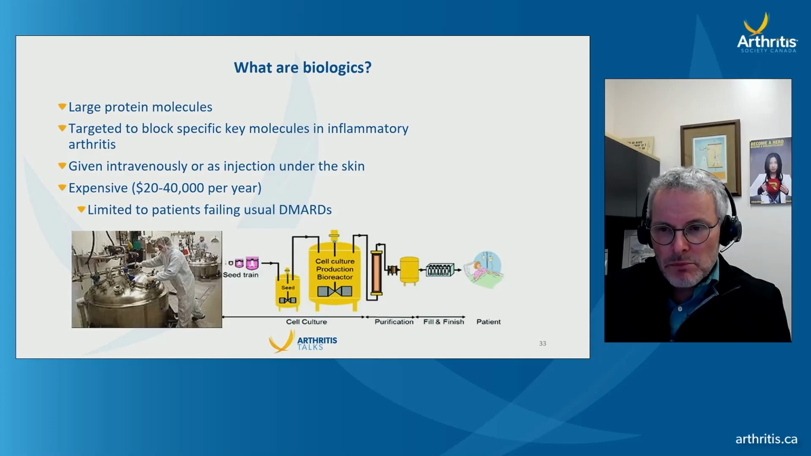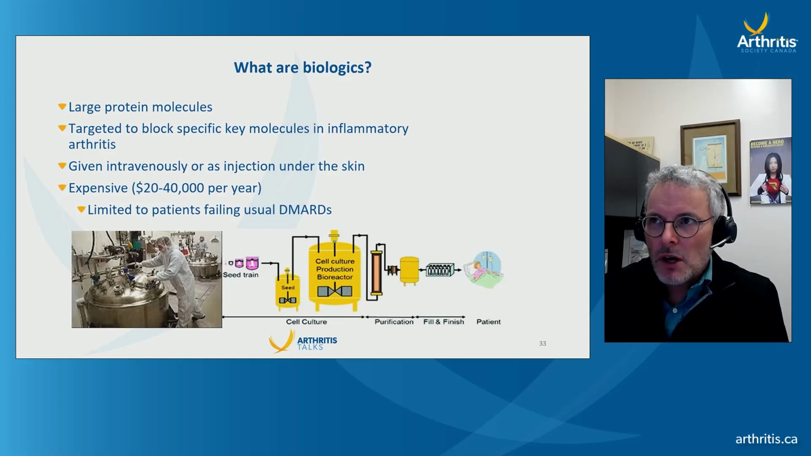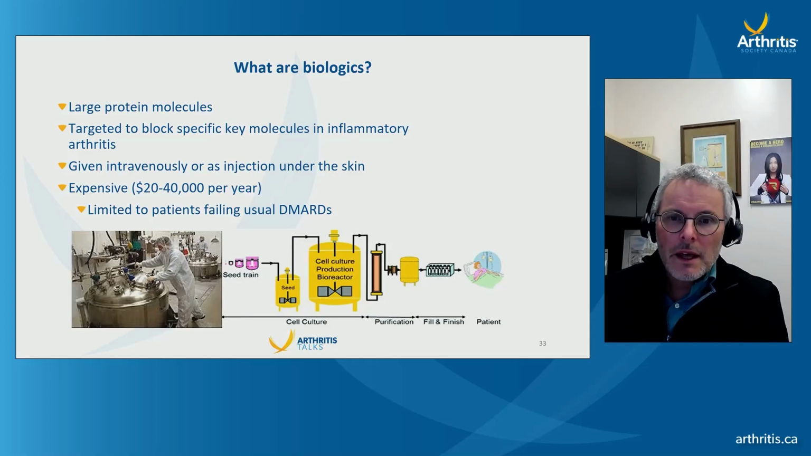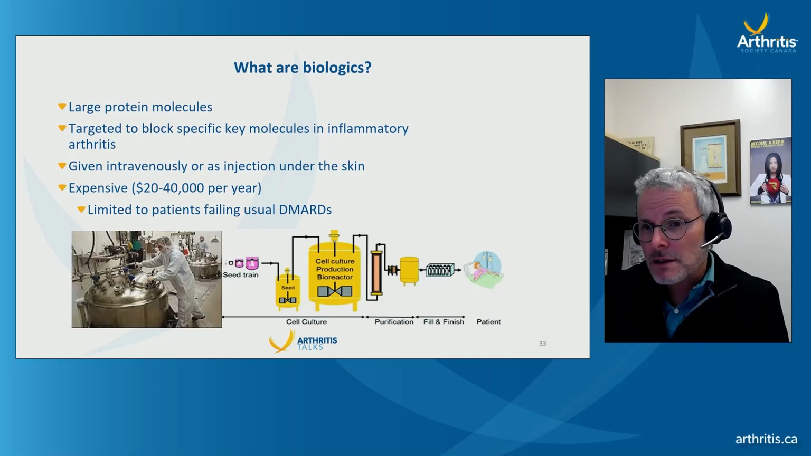So as I said, these are big proteins, so they can't be taken by mouth. They have to be given as an injection. And they're very targeted to some of the key molecules that drive inflammation and inflammatory arthritis. They're expensive. They run anywhere from $20,000 to $40,000 a year, depending on your doses. And so the people who pay for medications at that level, governments and insurance companies, really limit us to using them in patients who have failed the typical disease modifying drugs that I said before.